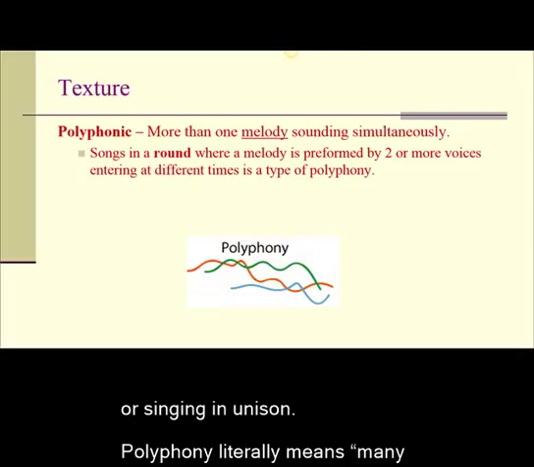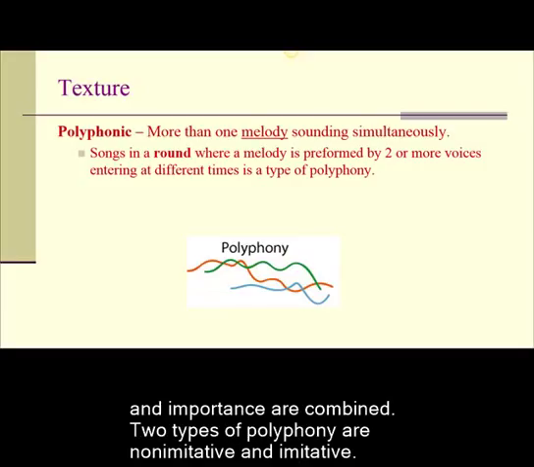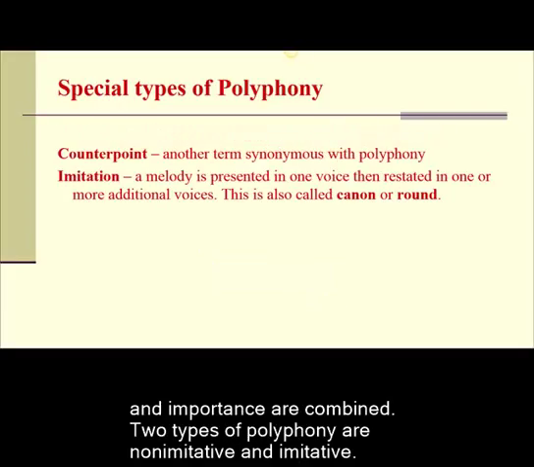Polyphony literally means many-voiced texture. In polyphony, two or more melodic lines of equal interest and importance are combined. Two types of polyphony are non-imitative and imitative.